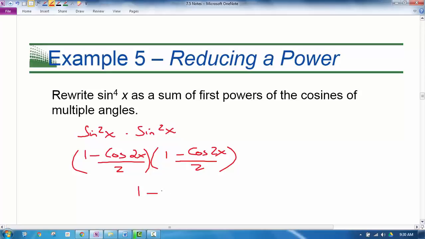If we FOIL, we get 1 minus 2 cosine of 2x, this is just cosine of 2x, if I add the middle terms together, -2 cosine of 2x. The last times last would give me positive cosine squared of 2x. Okay, so this is all over 4 now.